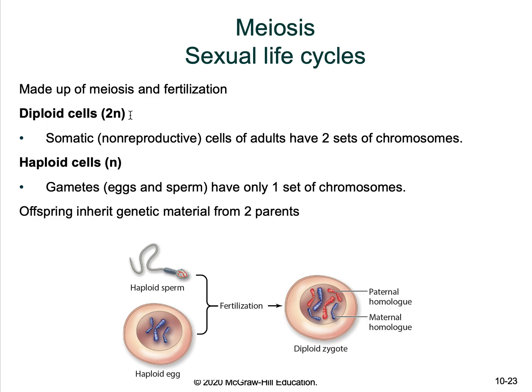For diploid cells, we distinguish them by calling them 2N, and they have 2 sets of chromosomes. So 2N, 2 sets of chromosomes. Haploid cells, 1N or just N, and they have 1 set of chromosomes. So these are going to be examples like gametes, sperm and egg. Versus somatic cells, those are going to be diploid, and then we have a diagram for you on the bottom, and that's kind of how they look.